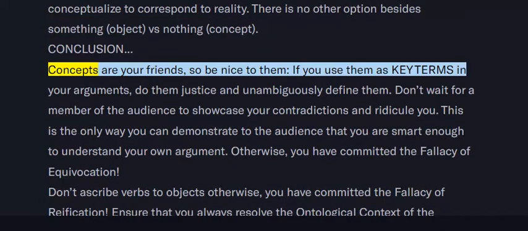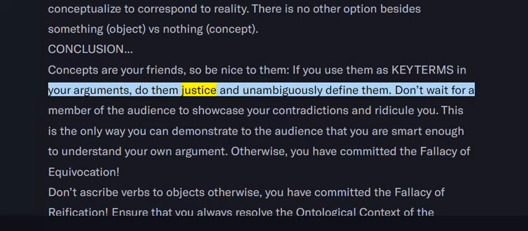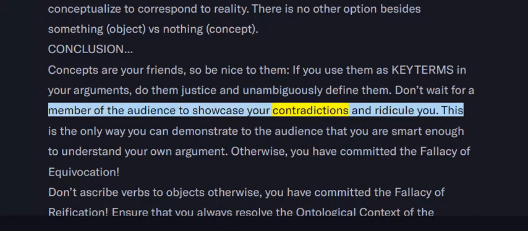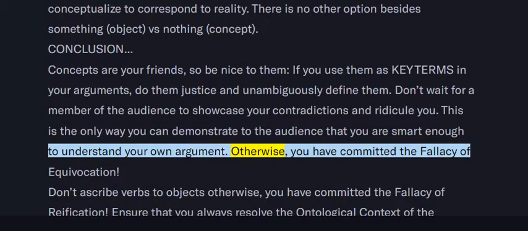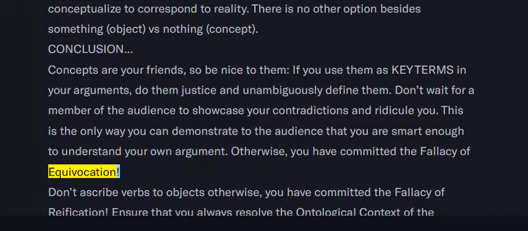Conclusion. Concepts are your friends, so be nice to them. If you use them as key terms in your arguments, do them justice and unambiguously define them. Don't wait for a member of the audience to showcase your contradictions and ridicule you. This is the only way you can demonstrate to the audience that you are smart enough to understand your own argument. Otherwise, you have committed the fallacy of equivocation.